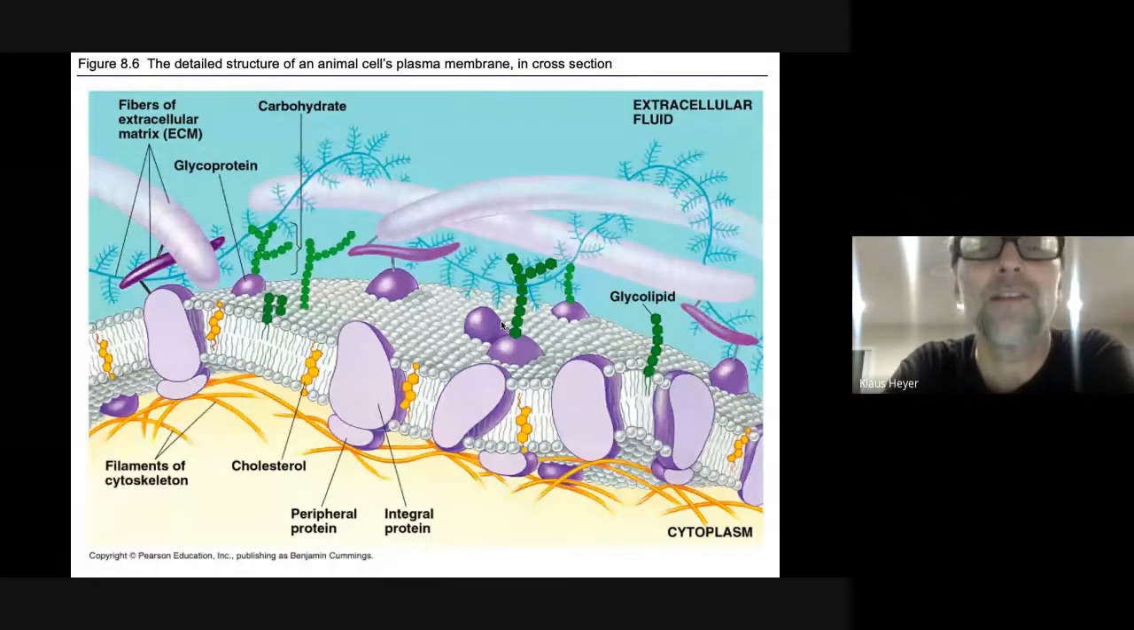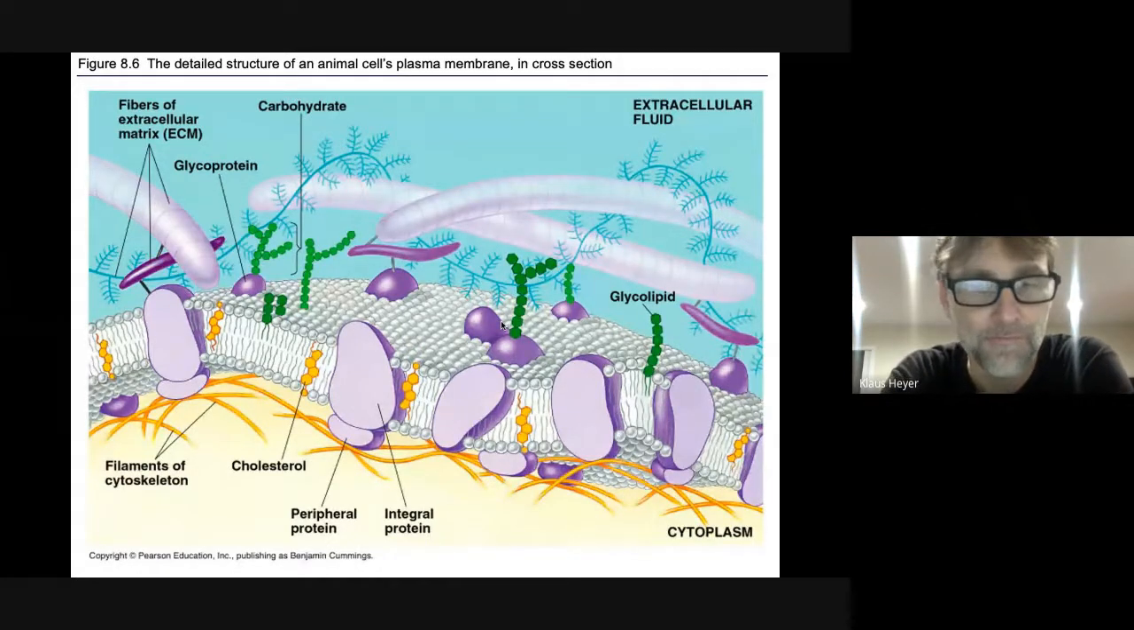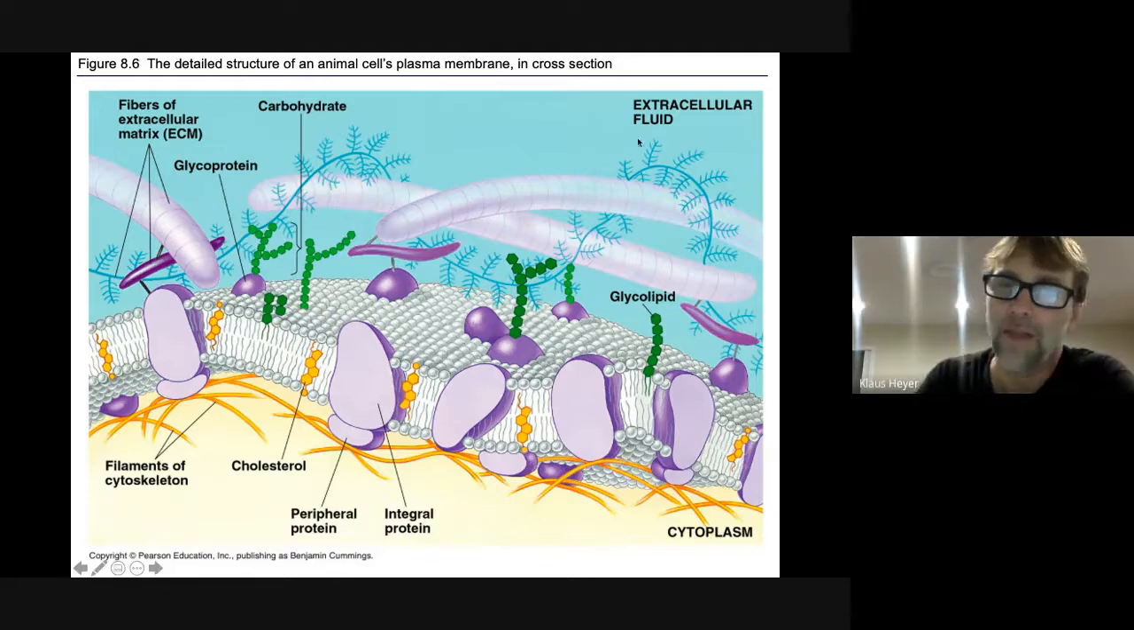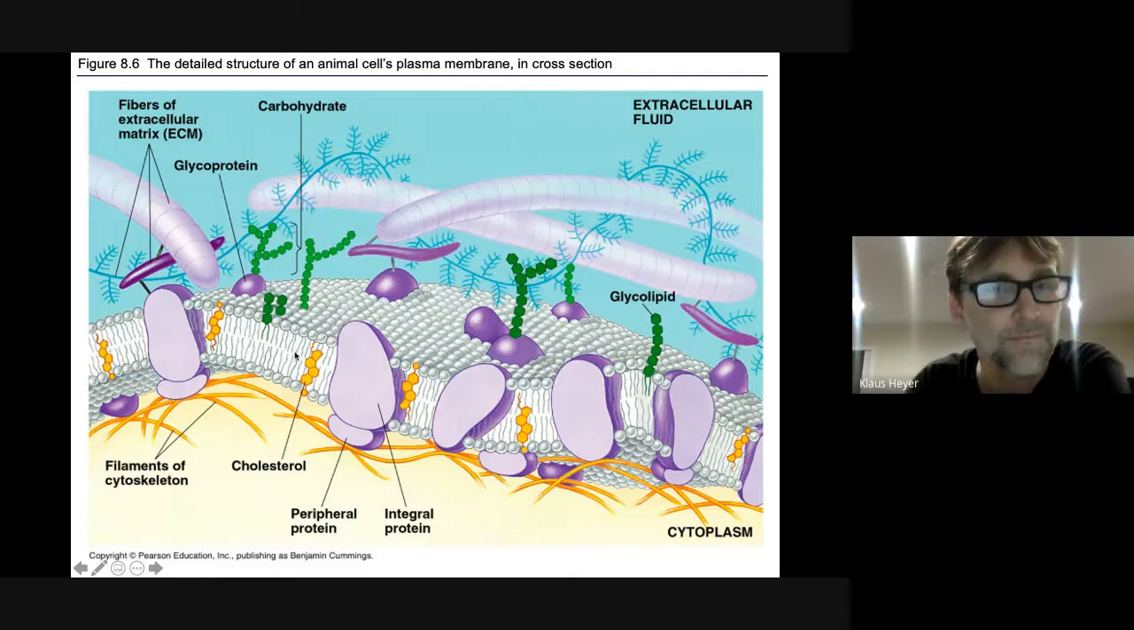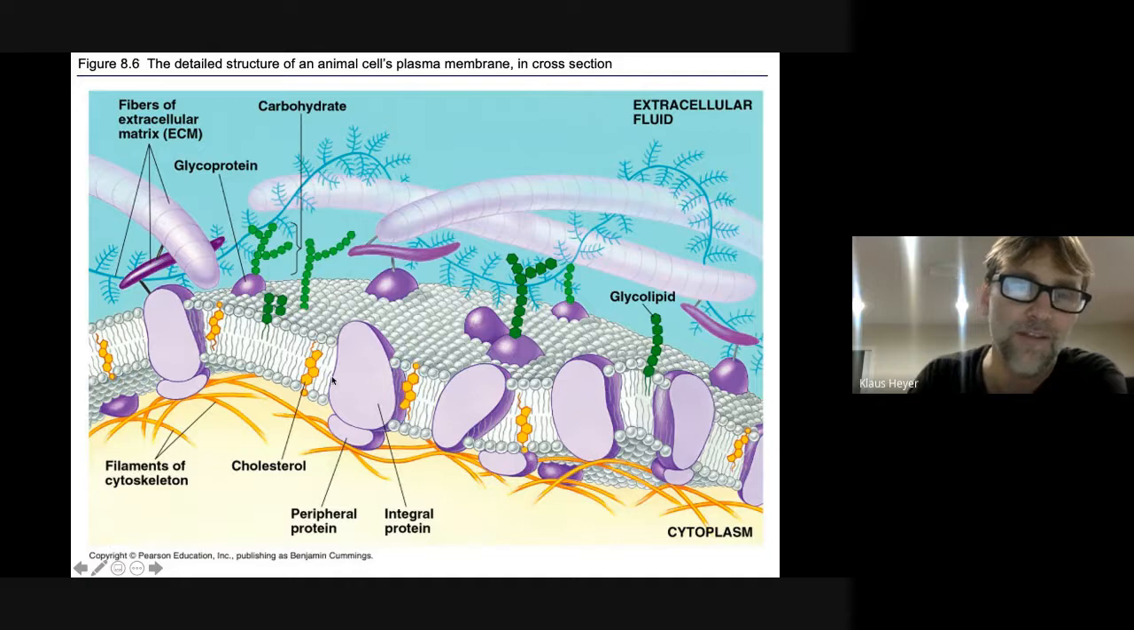This looks like some kind of underwater scene. It's like there's some sea worms here, and this is like kelp growing up out of the seabed. But what this was supposed to be is you see the two layers of phospholipids, and then there's some other things embedded in it. There's some cholesterol here, and don't worry about that.